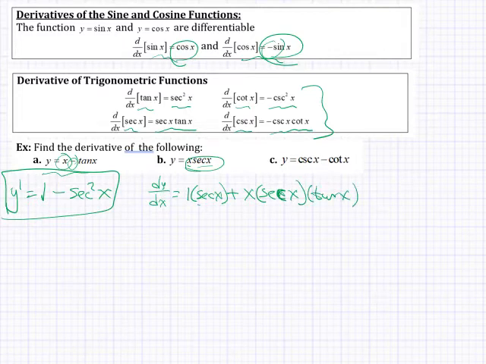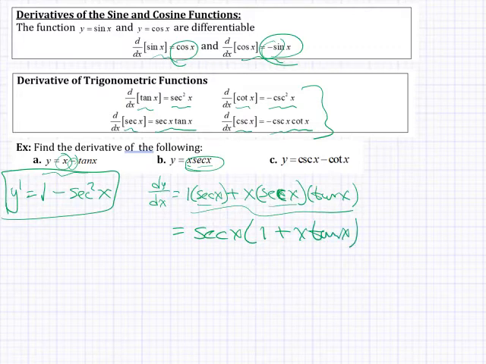Aside from maybe factoring out a secant here, there's really not much you can simplify, and factoring out something is not really simplifying. Simplifying to me would be canceling anything out of this. We can't really do that. So this is essentially the answer. I mean, you could rewrite it as secant x times 1 plus x tan x. Again, that doesn't necessarily simplify, it's just another way of writing it.